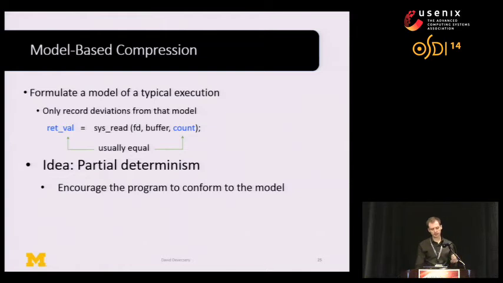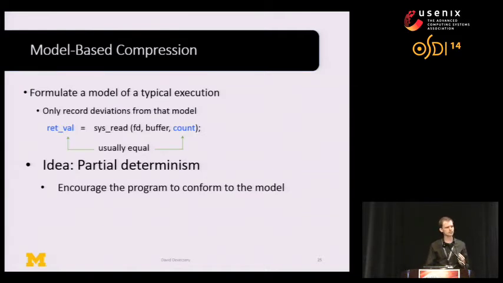So we're going to predict that the system call usually succeeds. In something like a read, we would predict that we're going to usually read all the data we want to read. And we're only going to record the return value if it's something other than the value passed into count. This allows us to reduce all of these return values from system calls. And we apply many other forms of model-based compression, not just system call return values, to our logs.